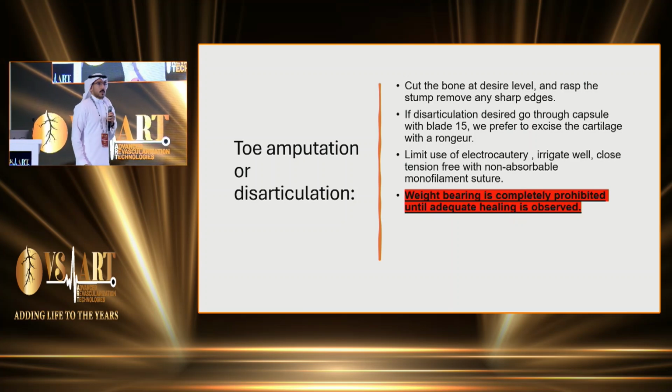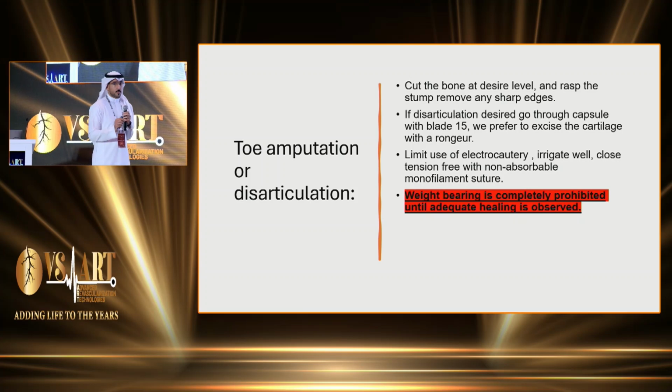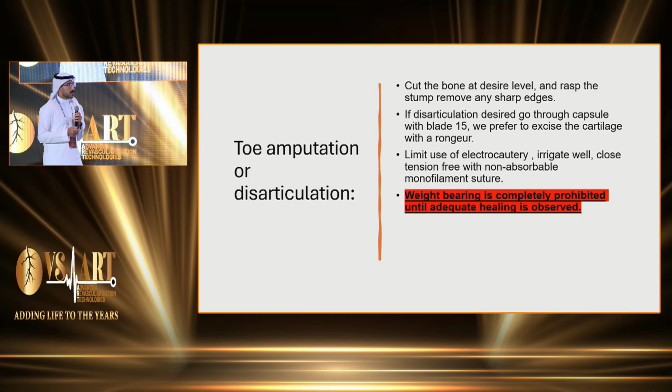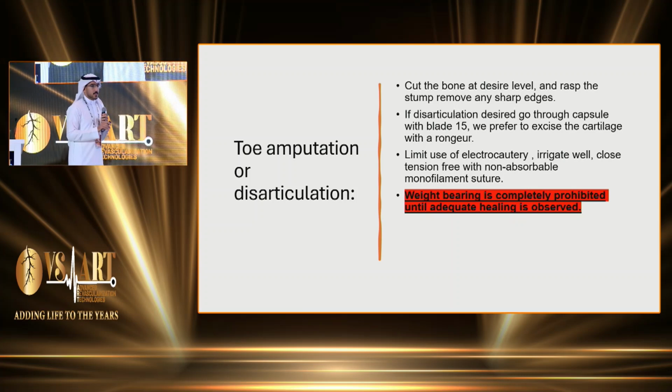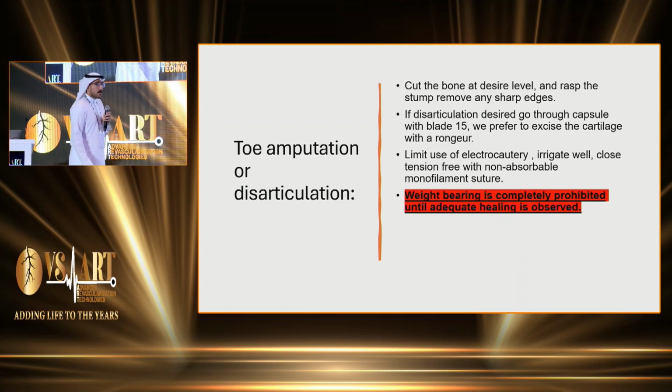There is some literature recommending taking out the cartilage because it has poor blood supply, and some literature says it prevents osteomyelitis as well, but we recommend it is better to take only part of the cartilage, because otherwise it will delay wound healing. Limit use of electrocautery because it's a small organ, so it will lead to ischemia.